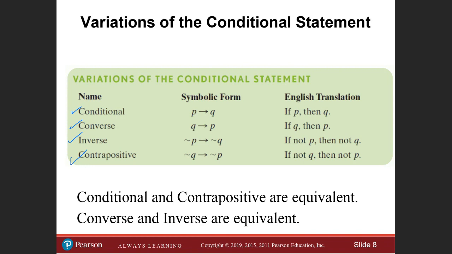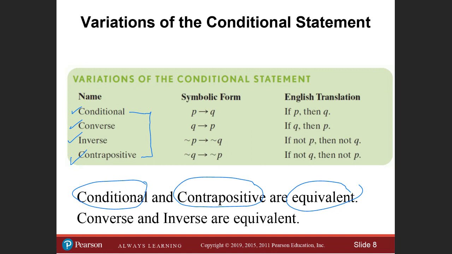Conditional and contrapositive are equivalent. So again, conditional and contrapositive are equivalent. So we need to prove this, whether they are really equivalent. So what do you mean by equivalent statement? Equivalent statements are made up of the same simple statements and have the same corresponding truth tables or values for all true-false combinations of these simple statements. So that's the definition for equivalent compound statements.